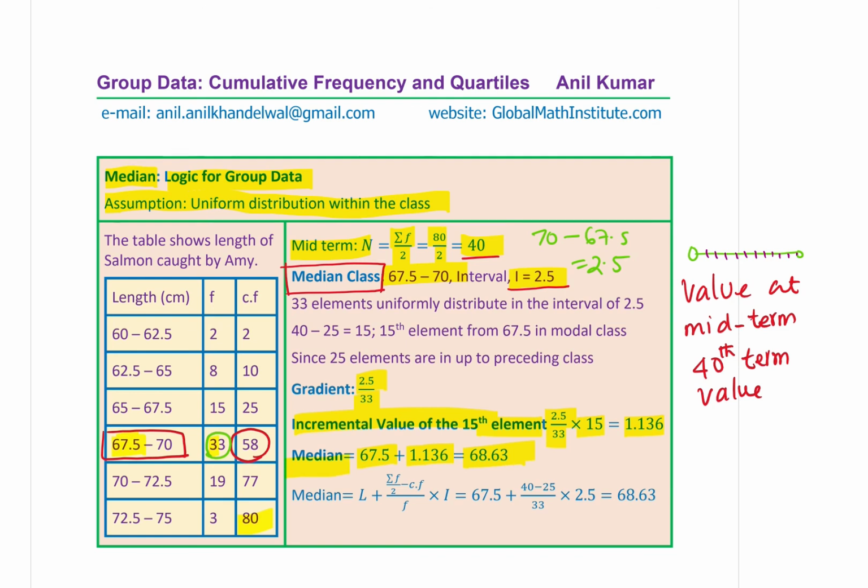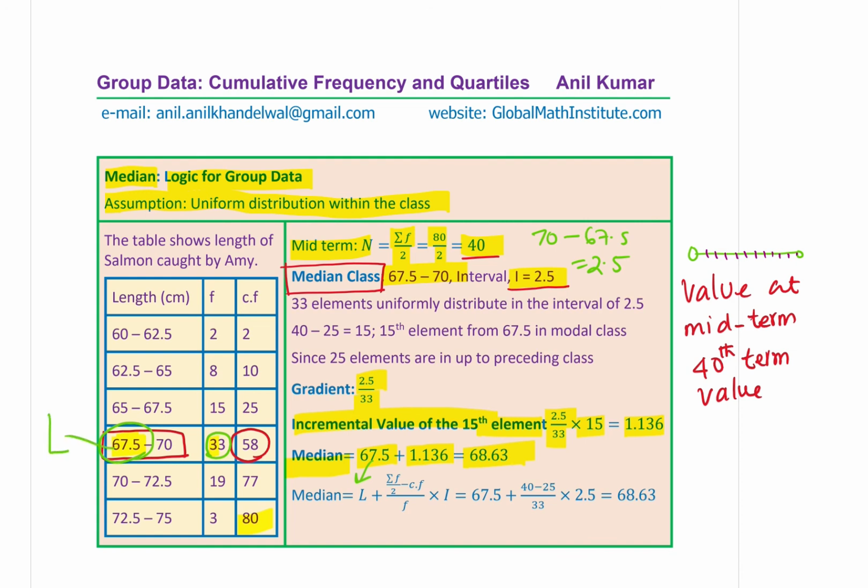Is that clear to you? Now that helps us to also find a formula. All this logic tells us something, that this value, 67.5, is the lower bound of the median class, right? So it has to be more than that. So that is the value of L.